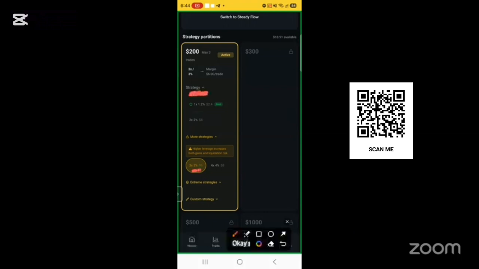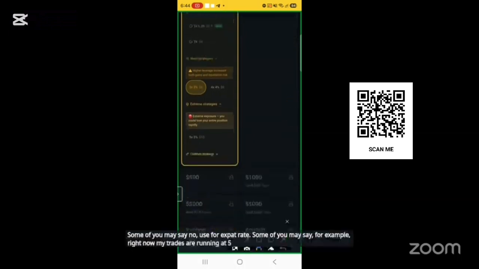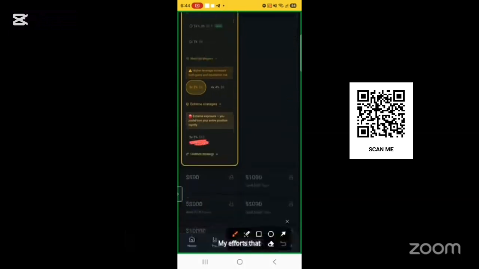Under here, some of you may say, no, use 4x per trade. Some of you may say, for example, right now, my trades are running at 5x. My trades that I had put in are running at 5x, 5%.